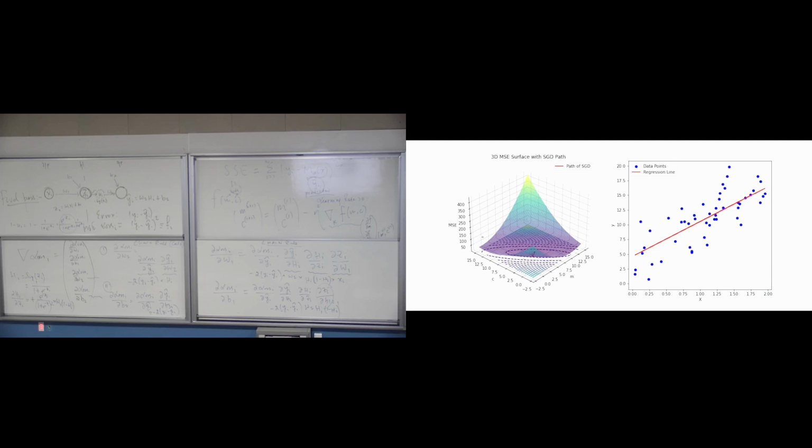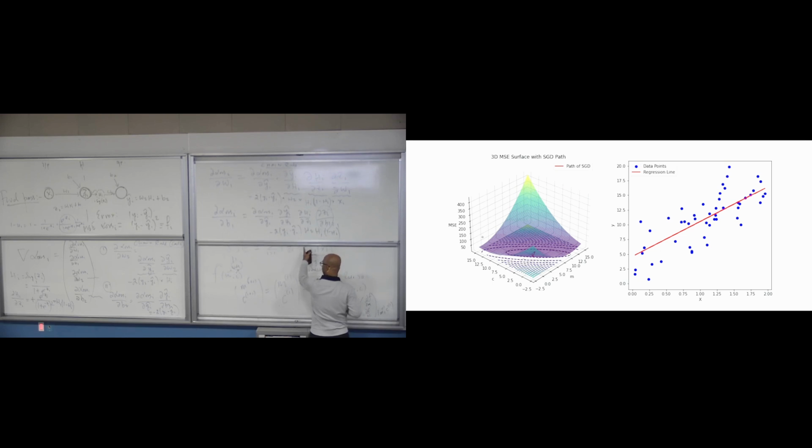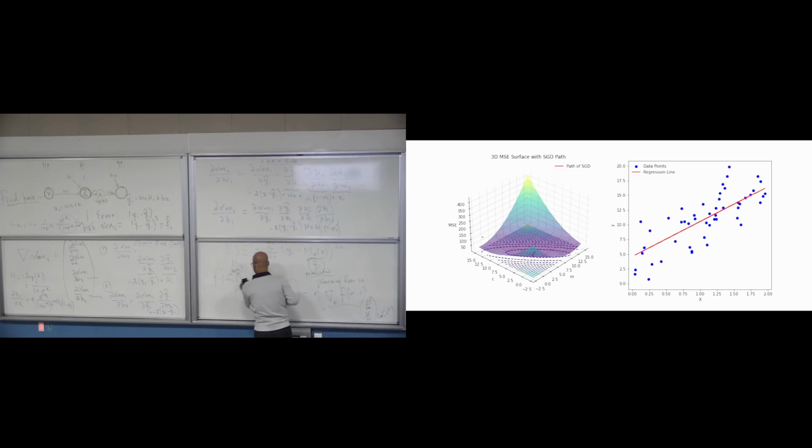Once you have the gradients of the loss function, then you can use it in the stochastic gradient descent update, just like here. Here we had m and c. Instead of m and c, we now have 4 entities: w1, b1, w2, b2. This is i plus 1.